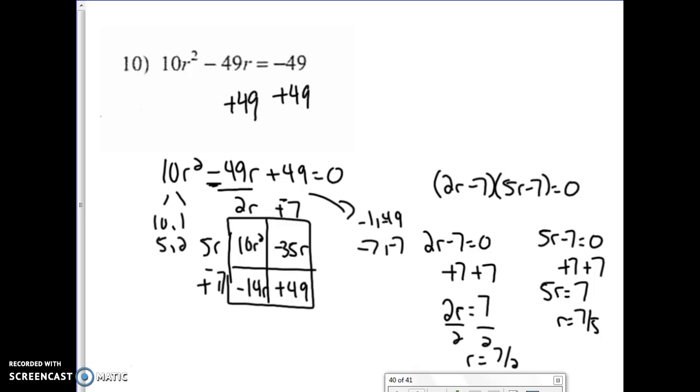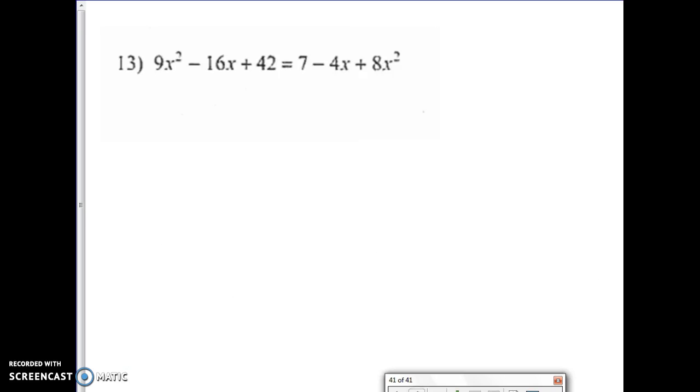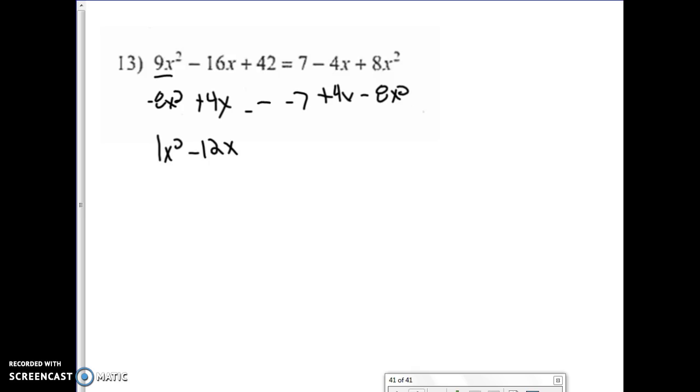You're going to try some other ones in a second, but I do want to go over one other type of example. So if you guys can jump to number 13. This has a lot more stuff that I have to move around. The 9 is the biggest x squared, so I'm going to bring all the other stuff over to this side. So I'm going to subtract 8x squared. I get 1x squared. I'm going to add 4x. So I get negative 12x. And then subtract 7. So I got x squared minus 12x minus 7.